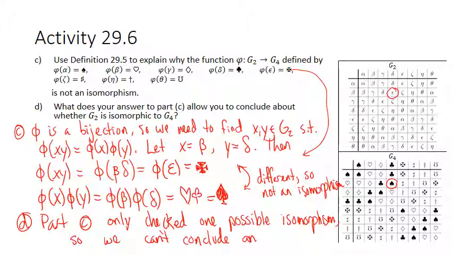There's certainly a lot more different ways that we could try putting a bijection between the elements of G2 and G4, and this was just one way. So there's no real conclusion here, just that this particular way didn't work. Next time we'll talk more about how you can prove that two things are not isomorphic.